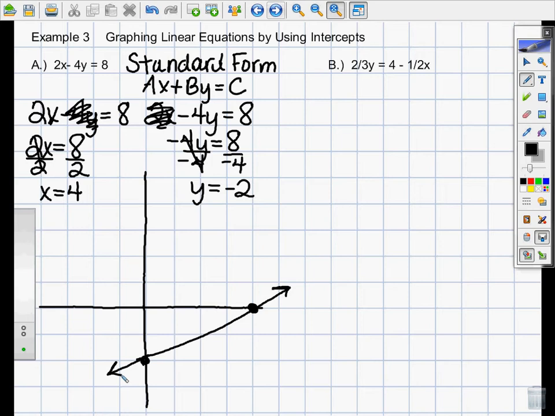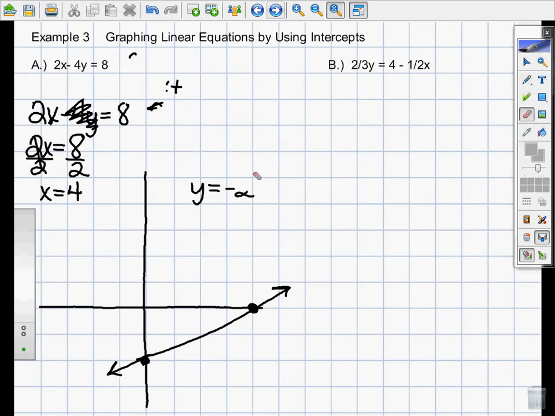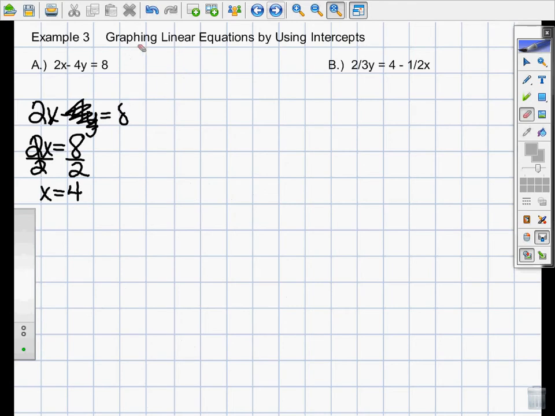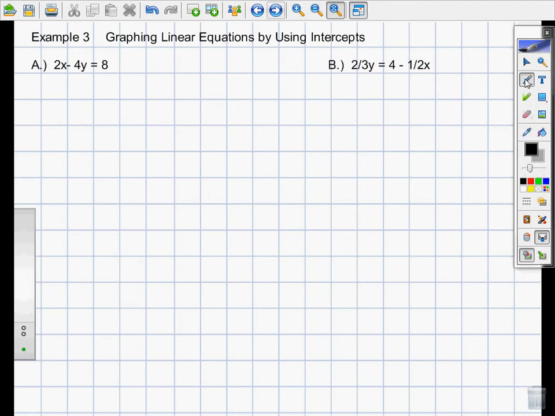Let's move on to letter B. Letter B is not in standard form, but I want to show you how you can turn any equation into standard form. I'm going to take just a second to erase so I can have a little bit of space on my paper to work. Thank you so much for your patience. You don't erase, because I need you to stay with your notes and be able to review those.